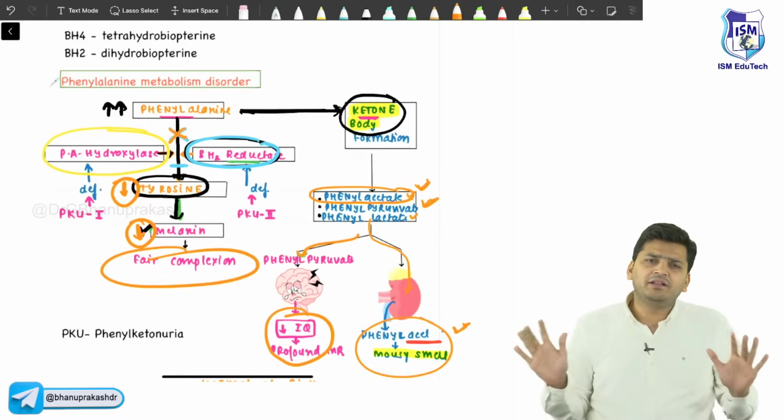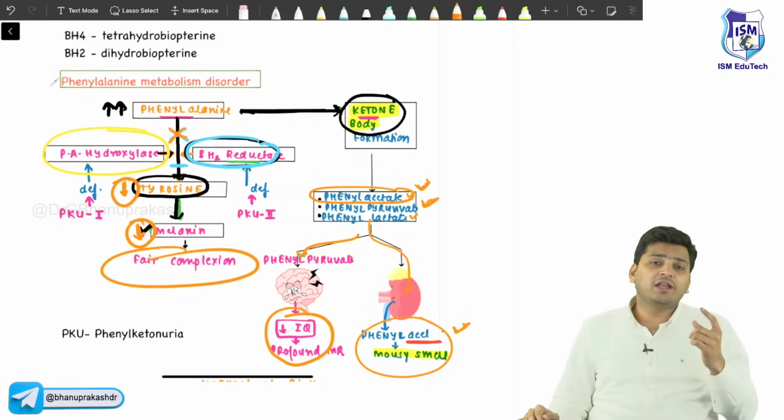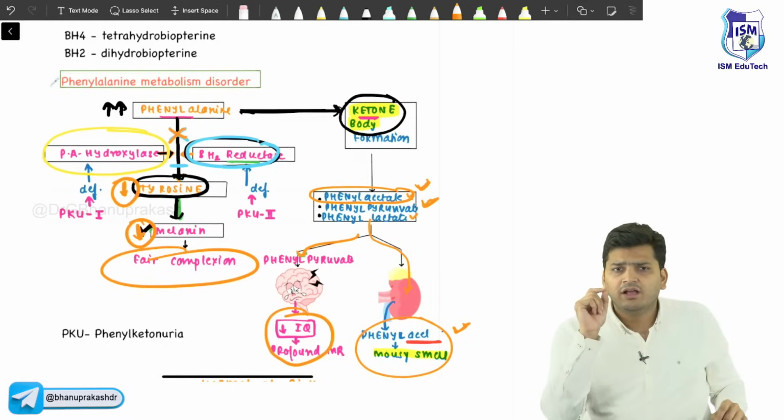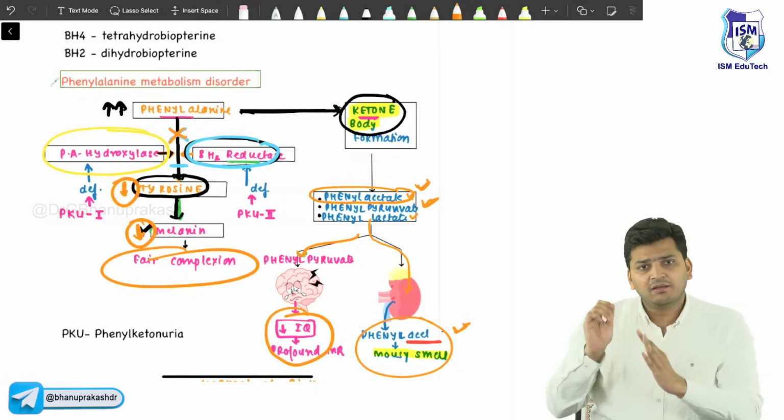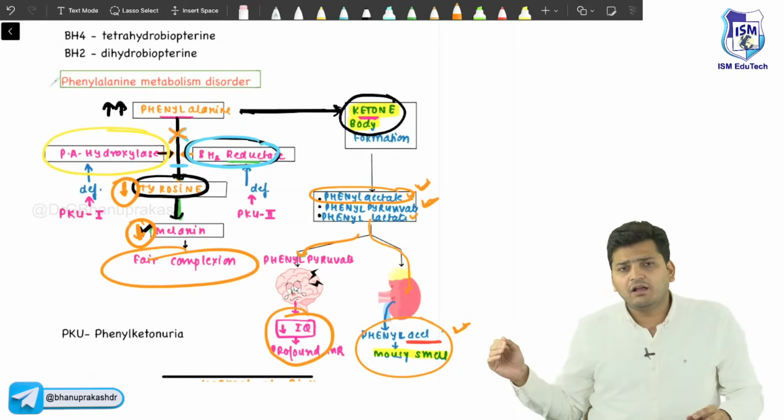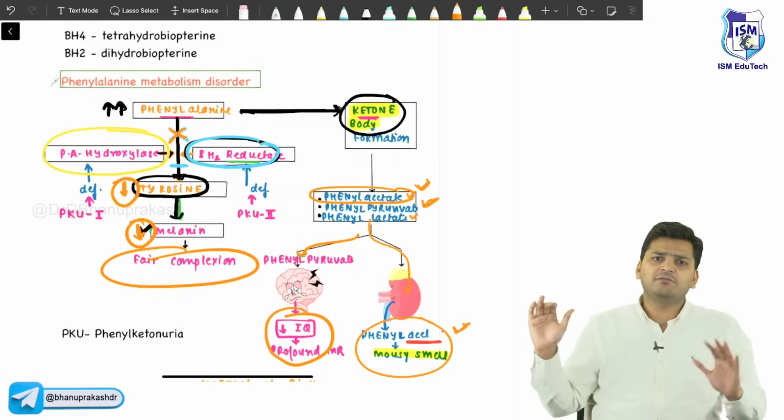Nowadays, they have stopped writing the word mousy smell. Instead of that, what will they write? The mother is saying that a very bad smell comes whenever I am changing the diaper. The bad smell is there. Instead of the word mousy, what will they write? Bad smell. Bad smell with decreased IQ and fair complexion, phenylketonuria.